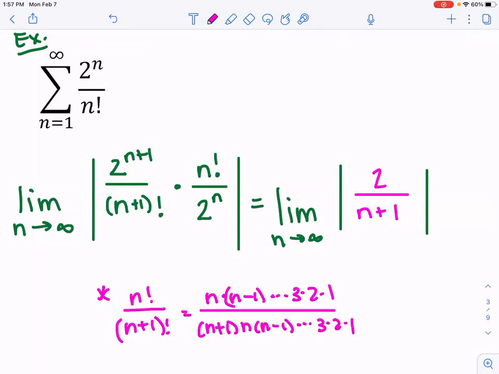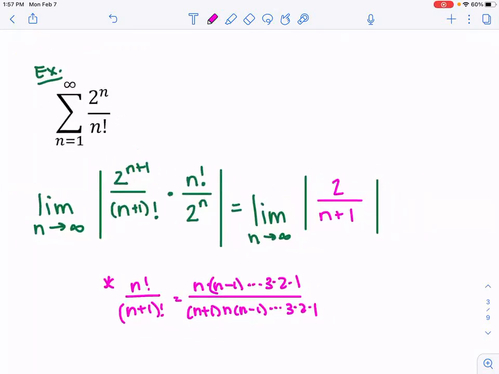N factorial is n times 1 less, times 1 less, all the way down till you get to 1. N plus 1 factorial is n plus 1 times 1 less, times 1 less, all the way until you get to 1. So the n times blah, blah, blah are going to cancel.